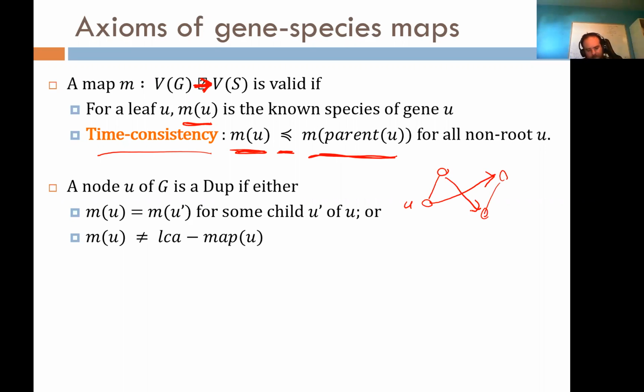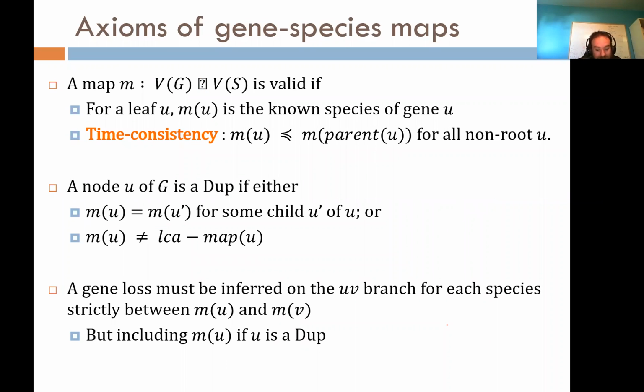And in classical reconciliation, we say that a node of the gene tree is a duplication if either, as I mentioned earlier, U is mapped to the same node as one of its children, or if U is mapped to something else than the LCA mapping. So when you start with the LCA mapping and you remap something above, that becomes a duplication. Again, there are reasons for this. You can show formally that this is what must happen in most current models, but I don't want to go over this now. We can take these as axioms.